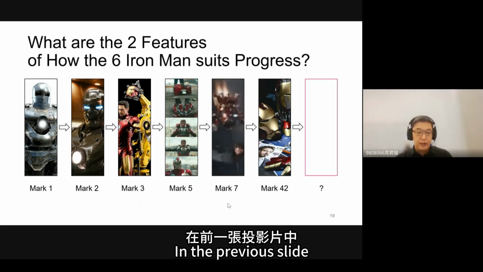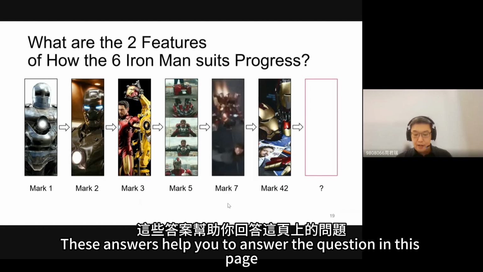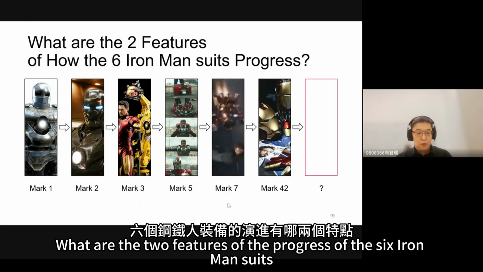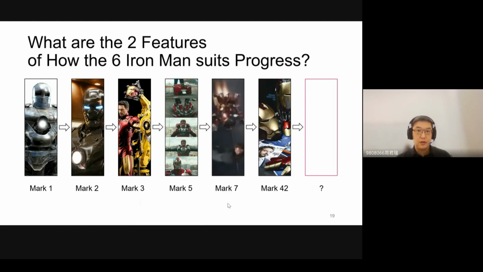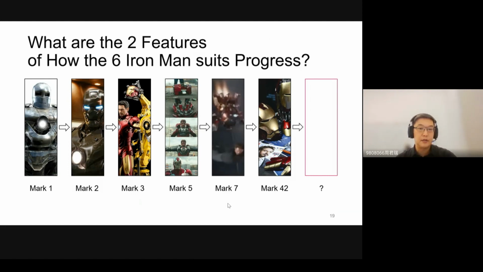In the previous slide, you students give several answers. These answers help you to answer the question in this page. What are the 2 features of the progress of the 6 Iron Man suits? Great, you are 100% correct.